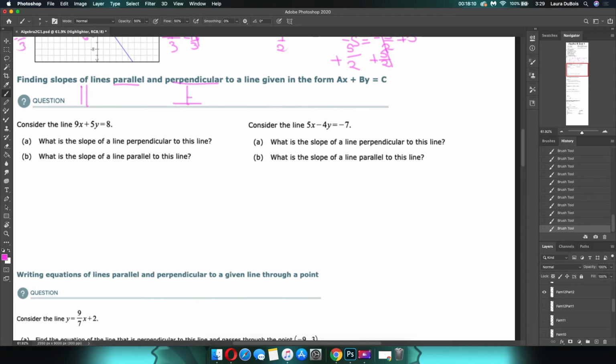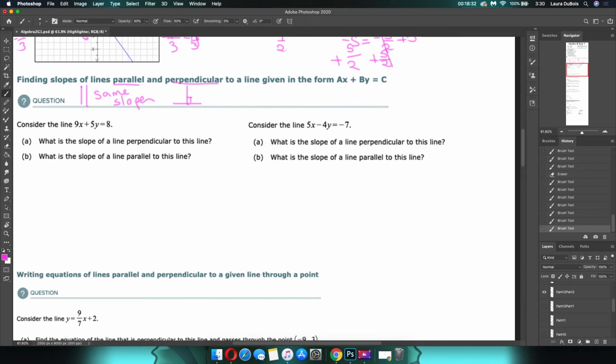And you can actually figure out what they look like in their slopes because parallel will have the same slope. Computer, please write what I'm writing. There, good computer. All right, so parallel means the same slope.